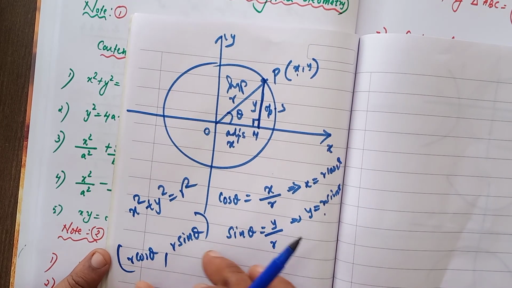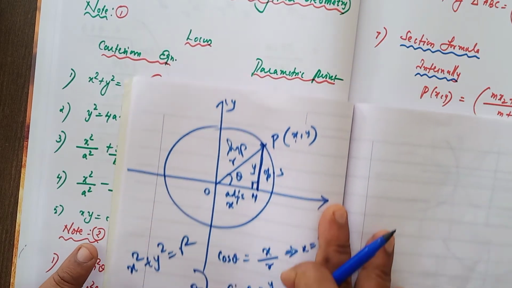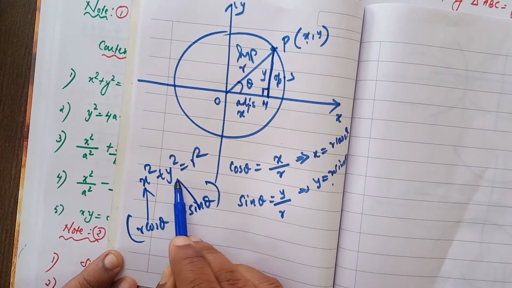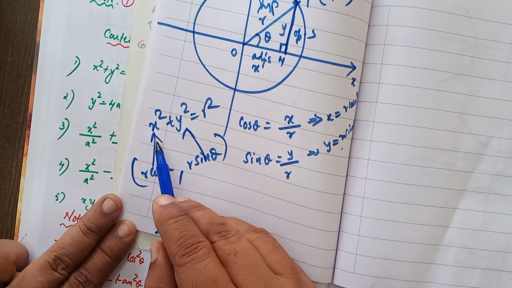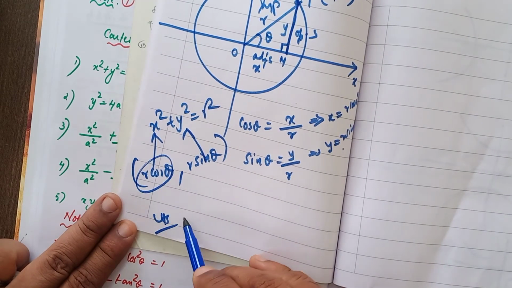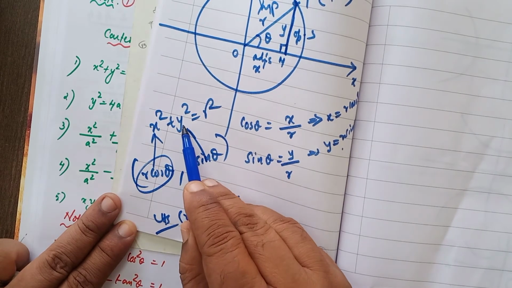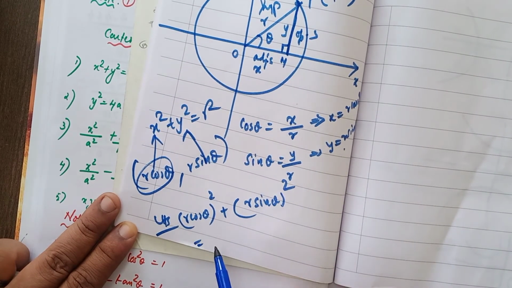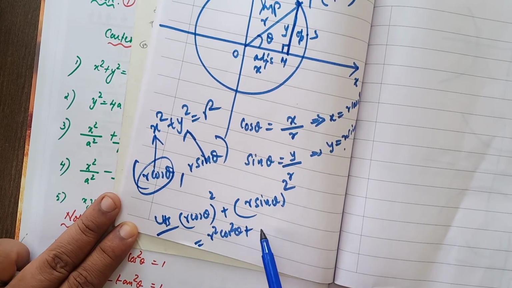This is a parametric point. How does it come? I have given here r cos theta comma r sin theta. So if we replace x by r cos theta and y by r sin theta, look at that, the LHS is x squared plus y squared, that is equal to r cos theta the whole square plus r sin theta the whole square. While squaring we will be getting r squared cos squared theta plus r squared sin squared theta.